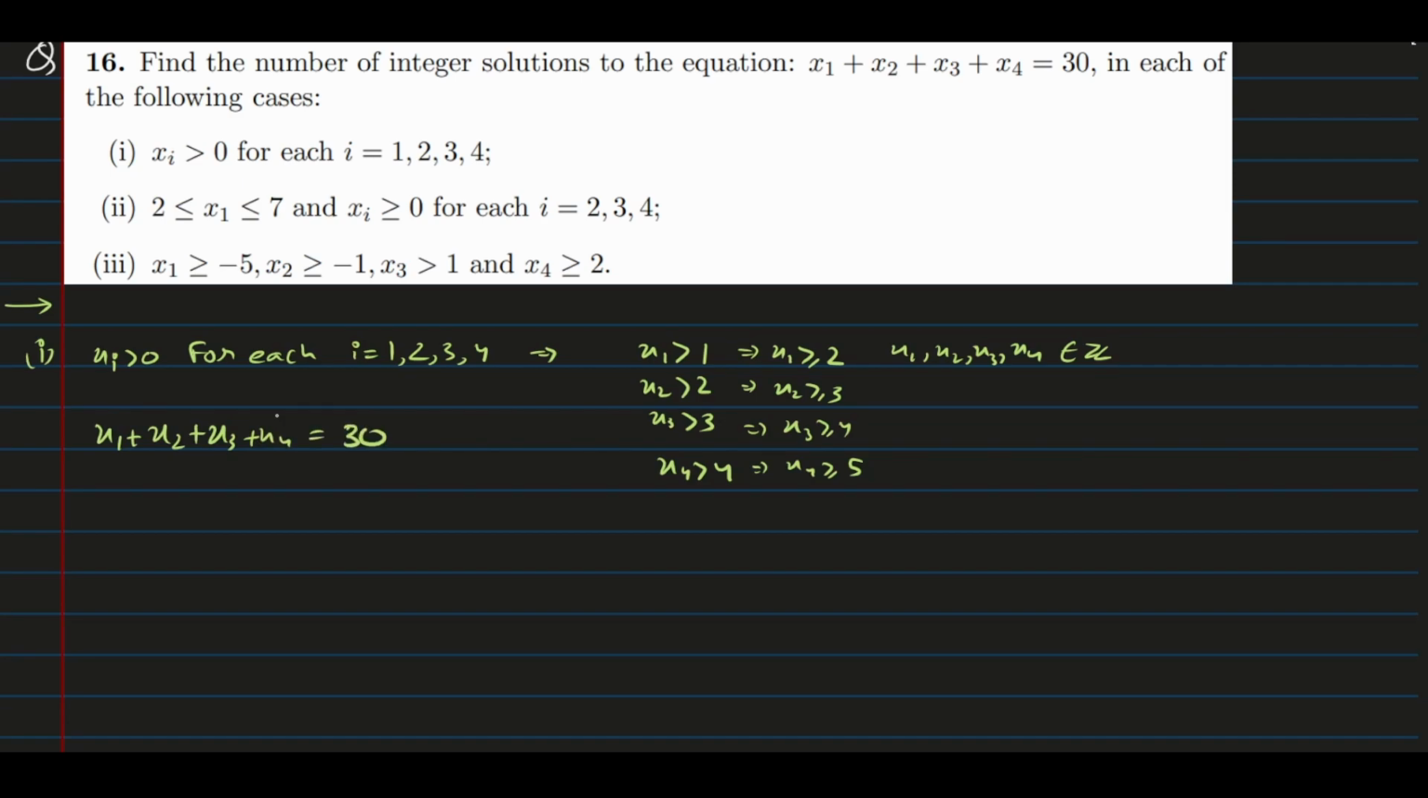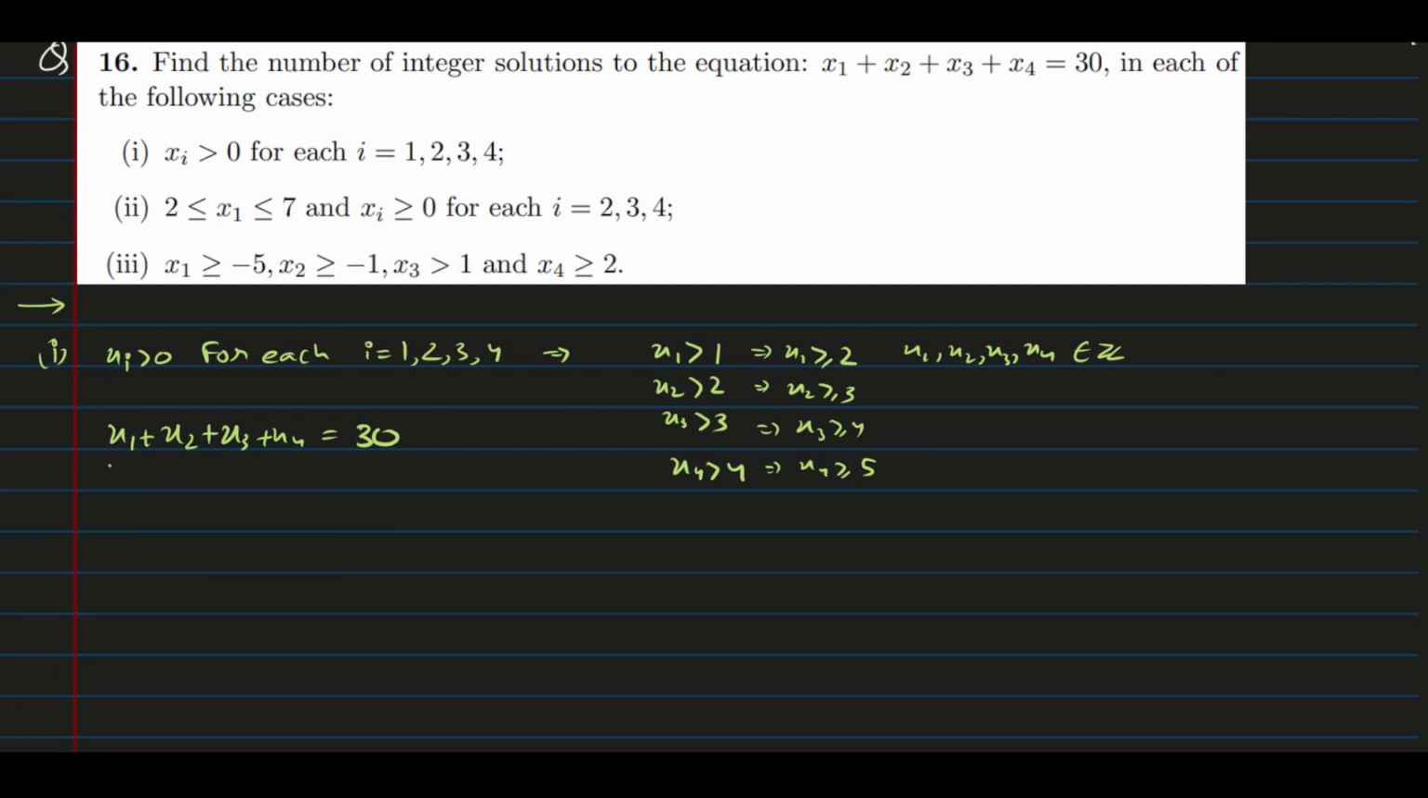So I know that x1 has to be at least 2, x2 at least 3, and so on. One solution we might try has x1 as 30, but the others cannot be 0, so this is a wrong solution. One valid solution is x4 is 5, x3 is 4, x2 is 3, and x1 is 18. So this is one solution. Like this, you have to find the number of all solutions.